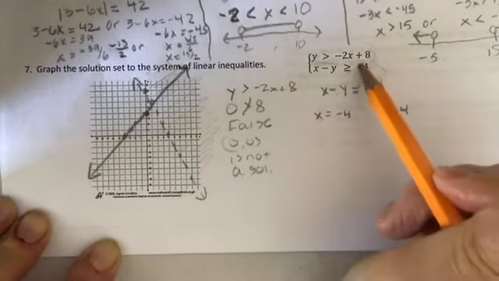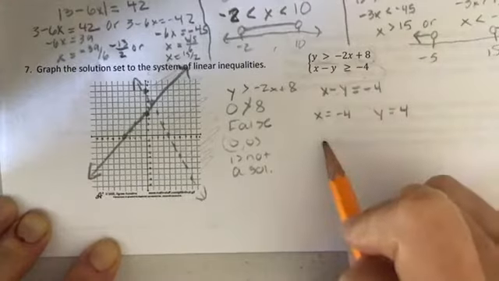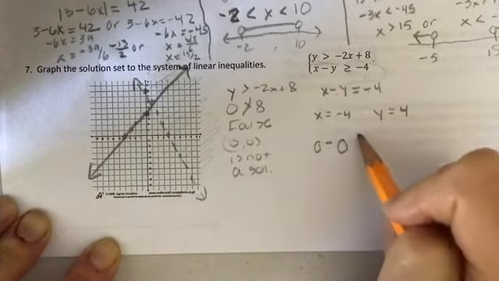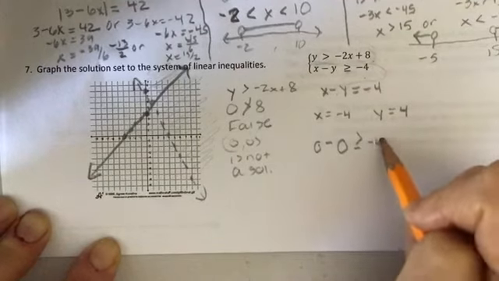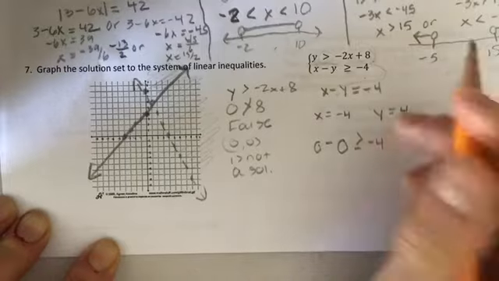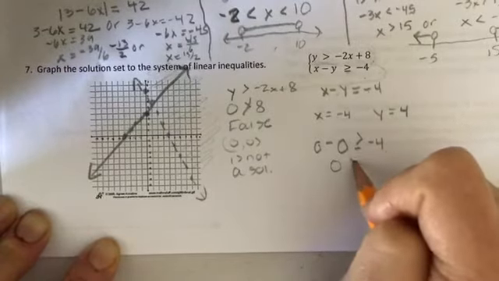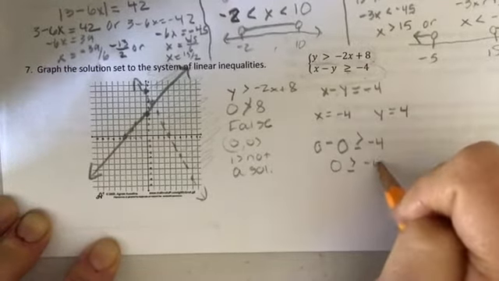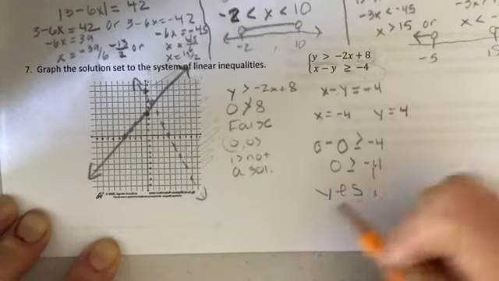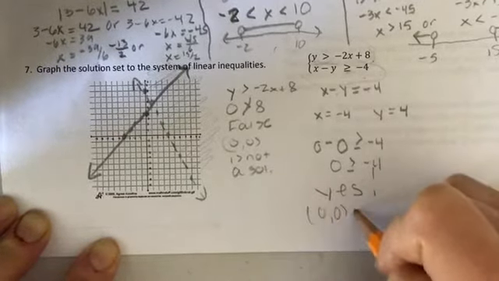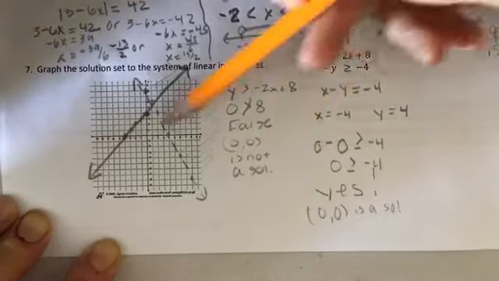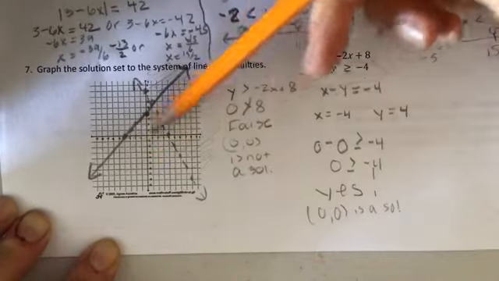And finally, we need to shade. So if I come over here and I substitute 0 in for x and for y and see if this satisfies the inequality. So 0, is that greater than or equal to -4? It is, which means 0, 0 is a solution to this particular inequality. So we would shade below this solid line.